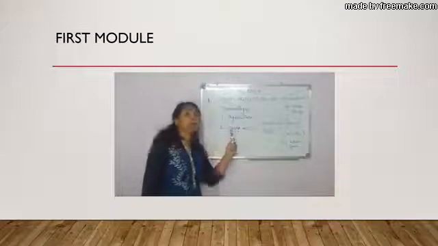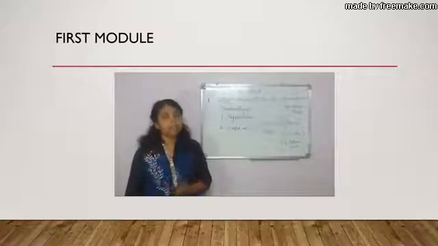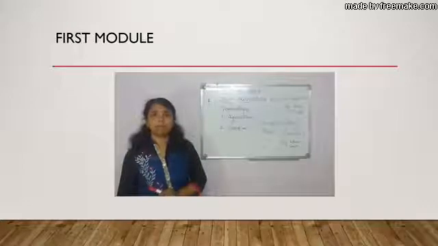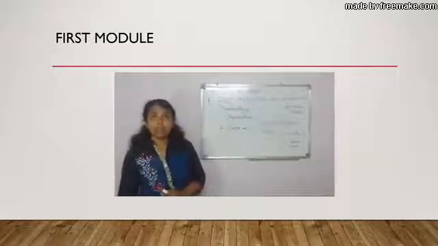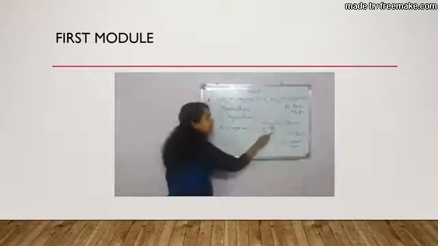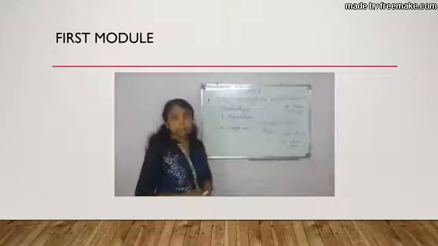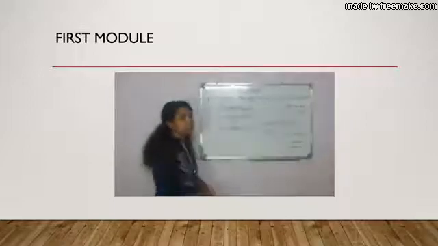Now the second terminology is crops. What is a crop? When the same kind of plants are grown on a large scale, it is defined as a crop. Now we can divide crops into two categories. One is kharif crop and the other one is rabi crop. Kharif crops are grown during the rainy season, that is from June to September. Examples of such crops are paddy and maize.